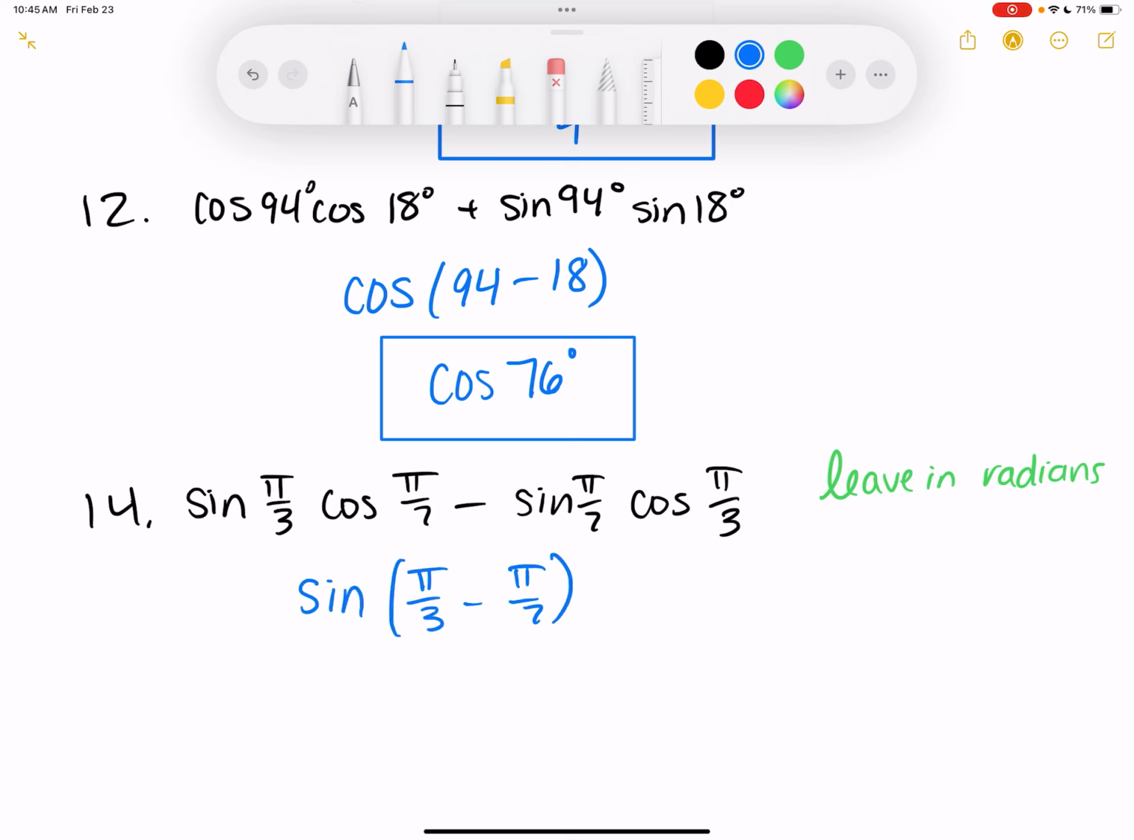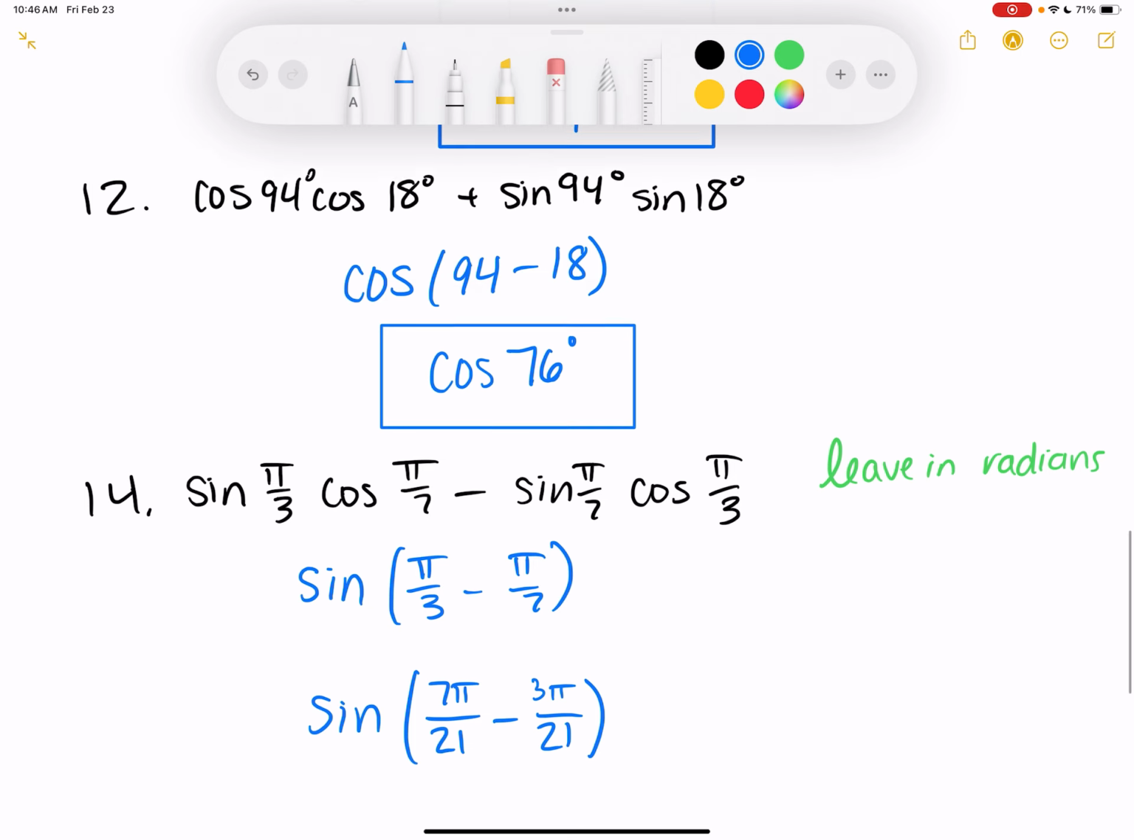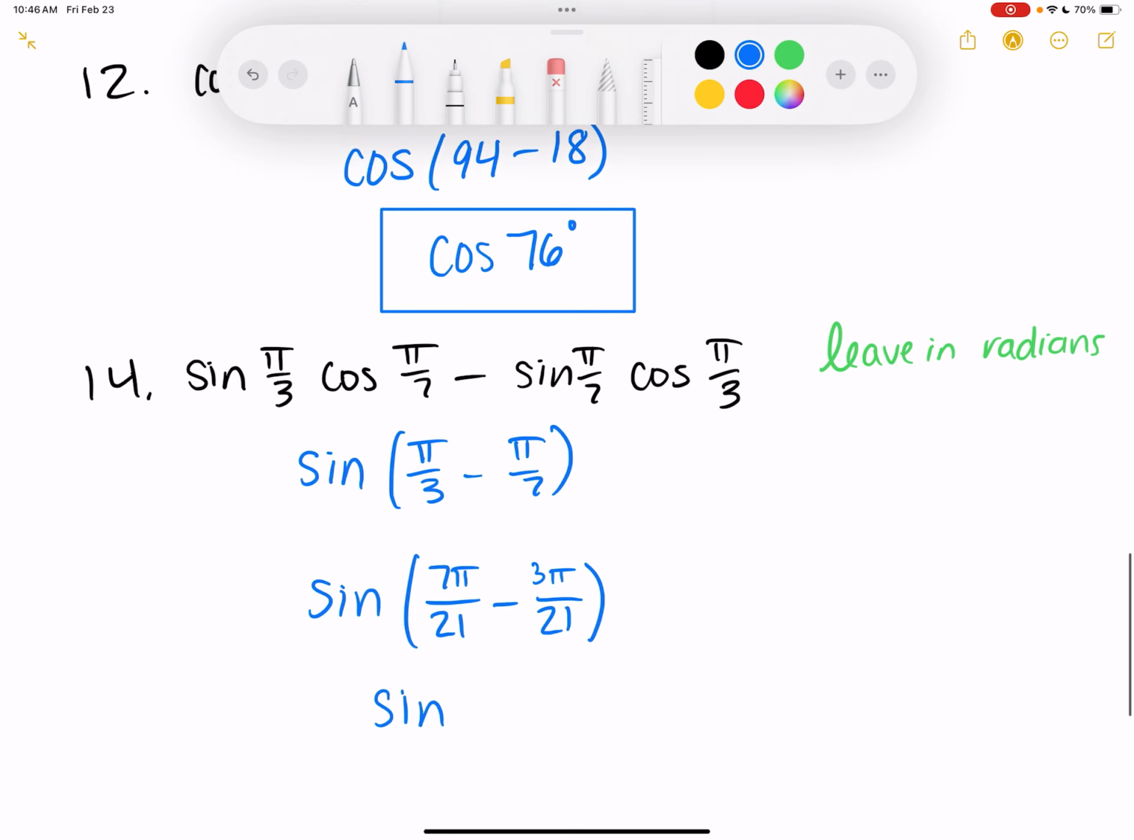Okay, so now I just need to get a common denominator in there and combine them. So what would my common denominator be for this? 21. So this is going to be the sine of 7 pi over 21 minus 3 pi over 21, which would be the sine of 4 pi over 21.